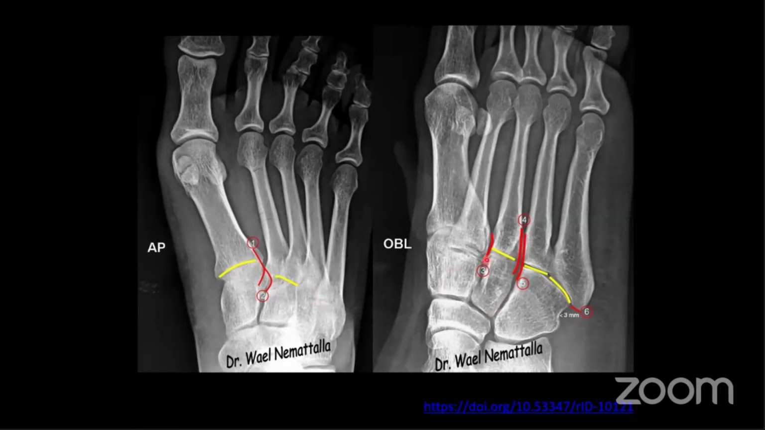So for Lisfranc injuries, you want to look at the alignment on both the AP and the oblique view, and you want to look at the joint spacing between the tarsal bones. Does that make sense?